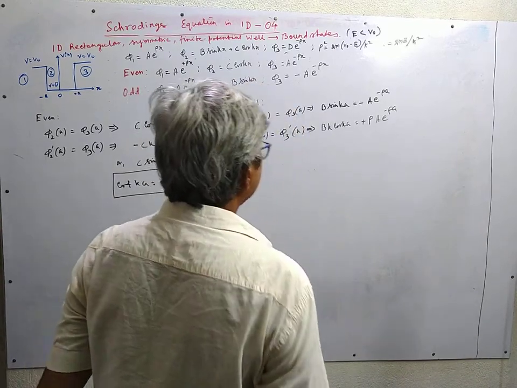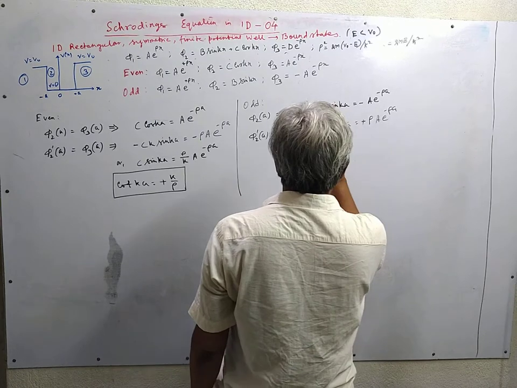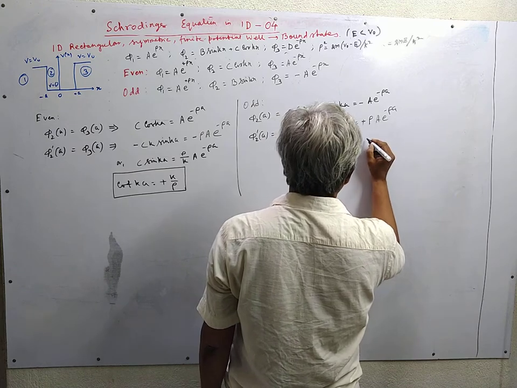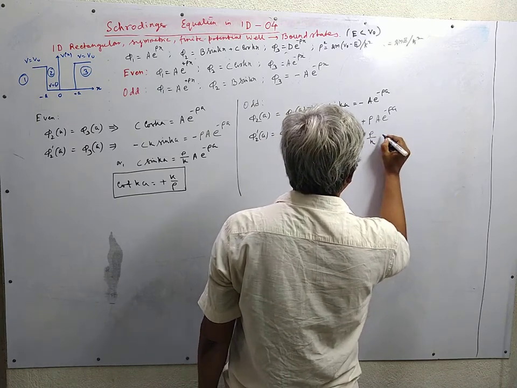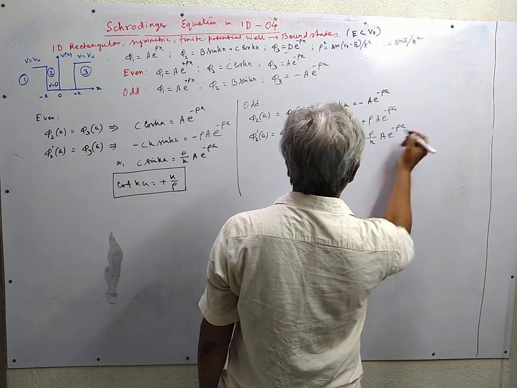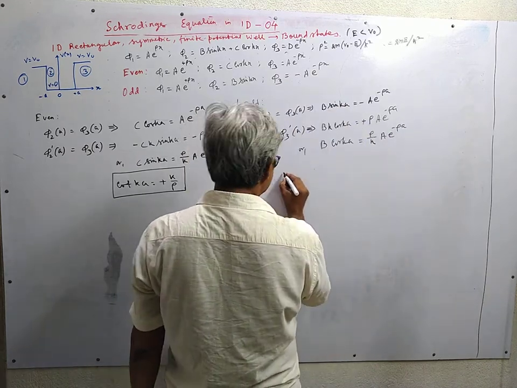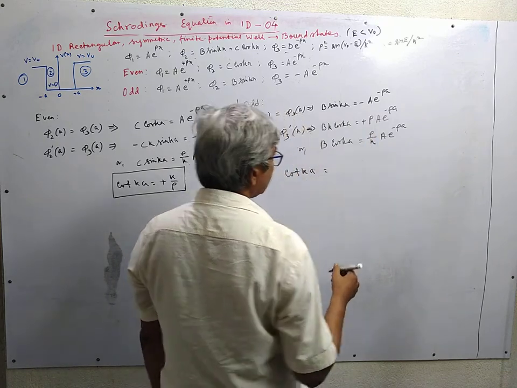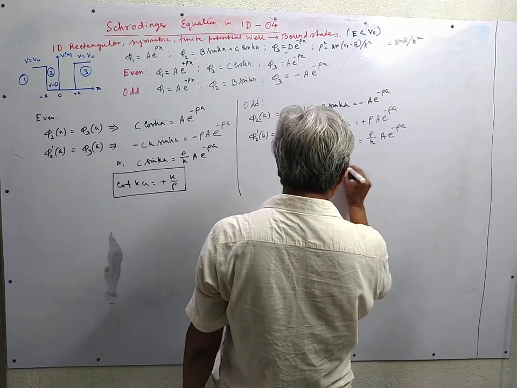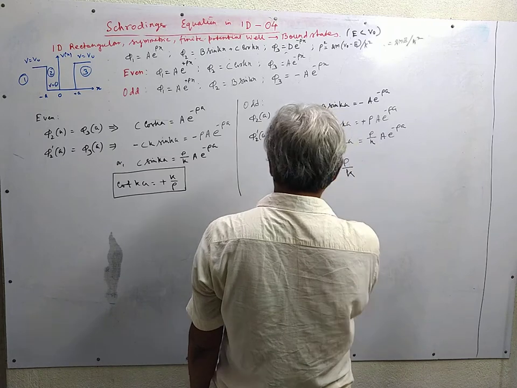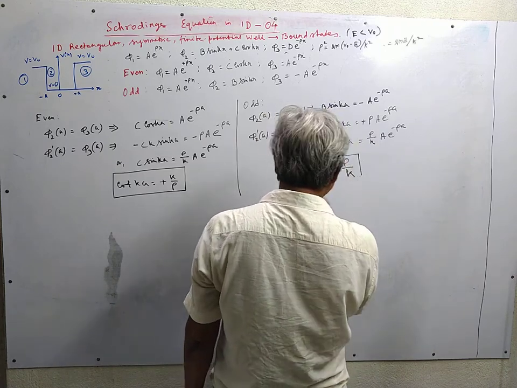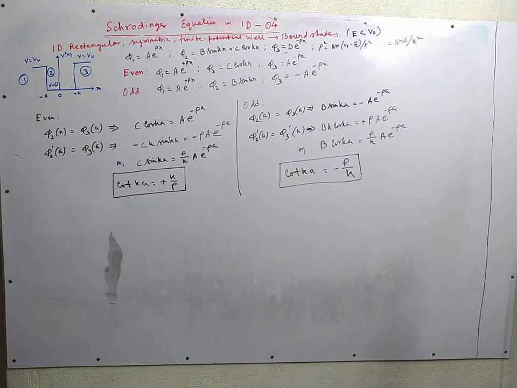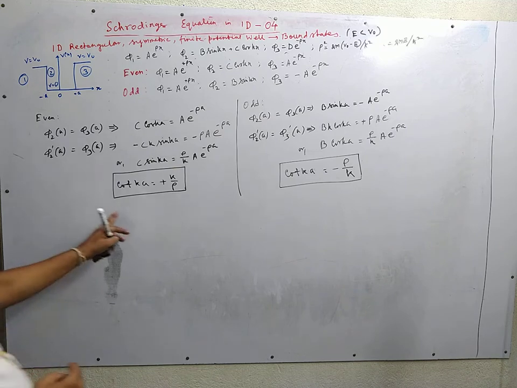And if we calculate again, B cos ka is equal to rho by k A e to the power minus rho a. This gives you cot ka is equal to minus rho by k. This is for odd state. So the solution has been decoupled into two classes. The one is this, another one is this.